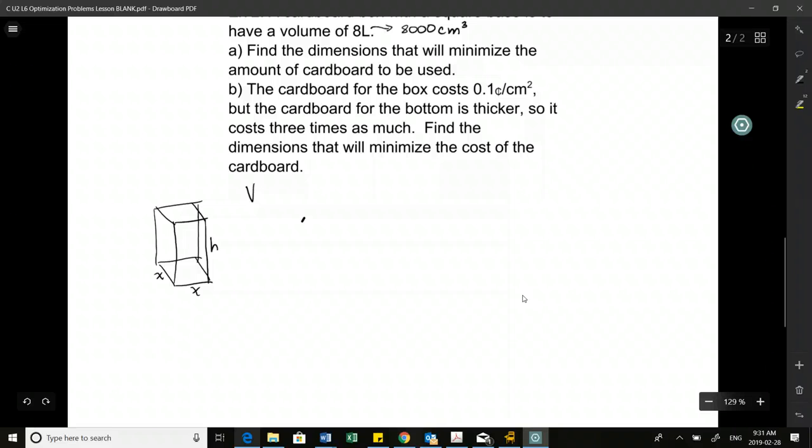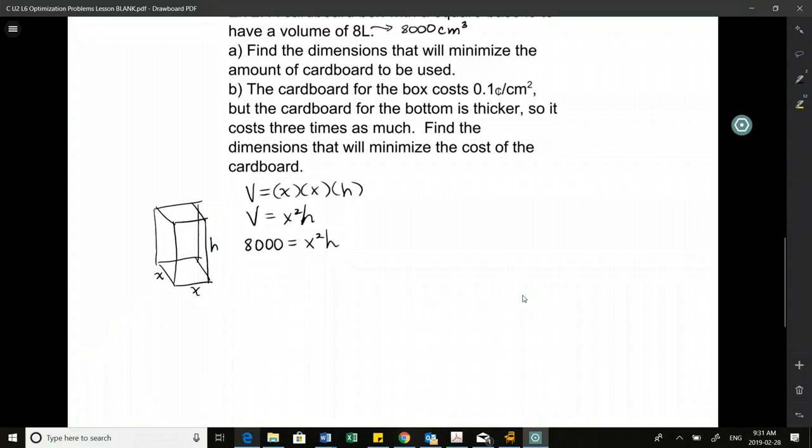Okay, there's a couple of things we know here. Volume is length times width times height, so that's x times x times h, which gives us x squared h. And we do know information about the volume. We know that the volume of the box is 8,000 centimeters cubed. We are trying to deal with surface area here, so the only reason I'm using this volume formula is so that I can isolate a variable and sub it into my surface area so that I can minimize the surface area.